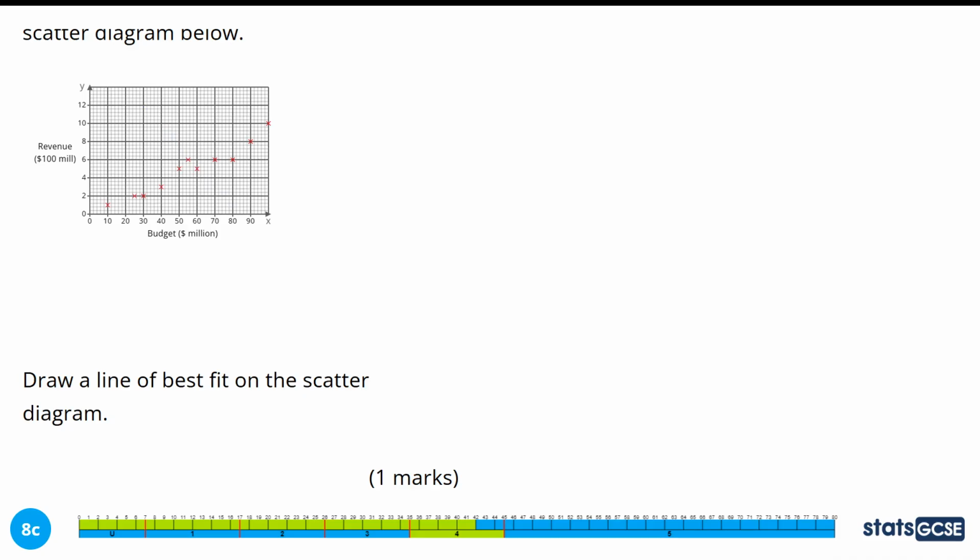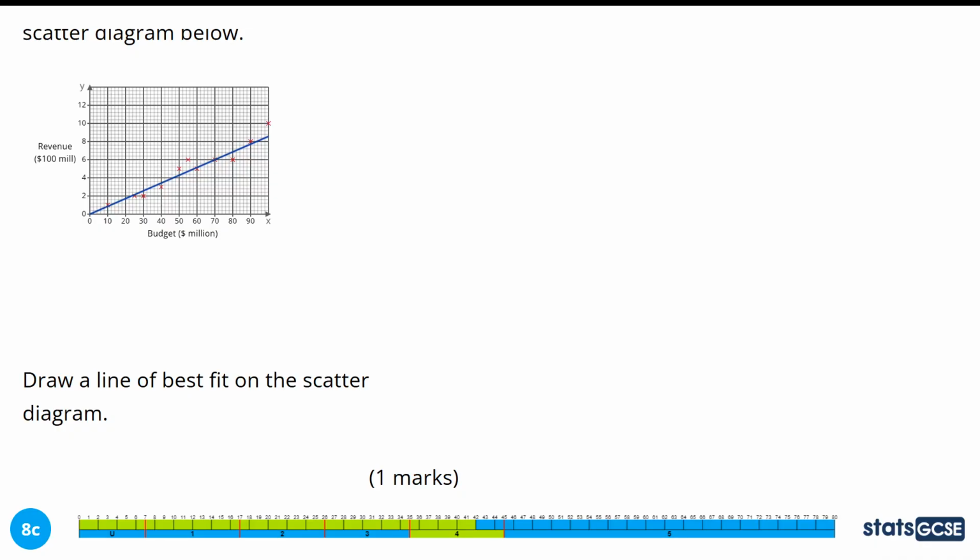And the second one is that there needs to be roughly the same amount of points above and below the line. So if I draw my line of best fit in like this, what you can do is just rest the ruler on top of the page until you're ready to draw a line of best fit.